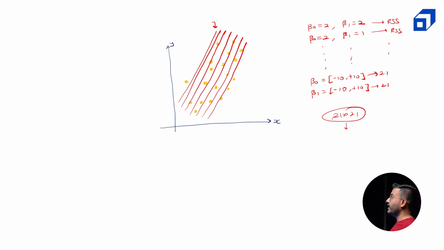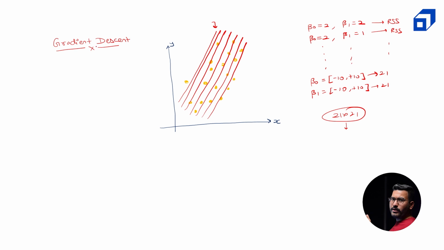So for each combination, I will compute the RSS. Then I will create a table where I have all the RSS values, and then I will pick that particular combination which is going to be the minimum. Now this is known as a brute force approach, where you are doing the solution by taking the simplest possible approach. This is something which we don't do. We are not going to take the brute force approach. Instead, what we use is known as gradient descent.